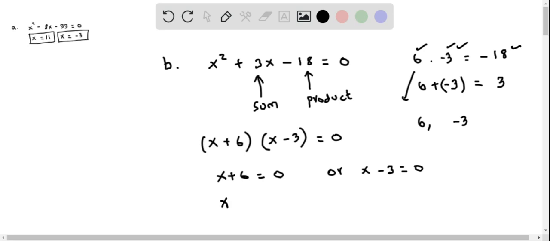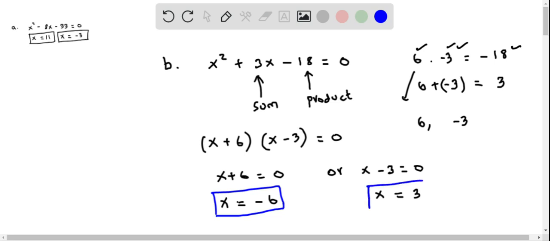We subtract 6 from both sides to solve for x. So here x equals negative 6, and here we add 3 to both sides to solve for x. So here x equals 3. So these are the two values of x which satisfy this equation, that is x equals negative 6 and x equals 3.